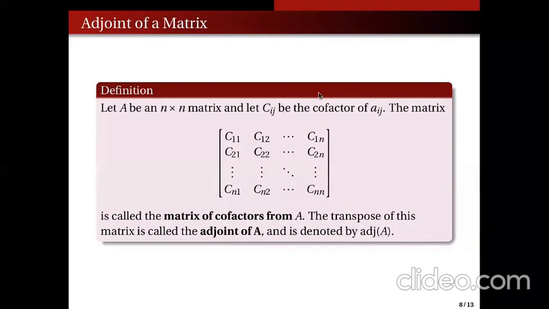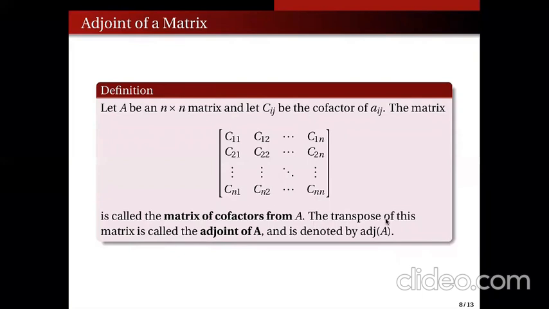Now, recall we defined what we call the cofactor of the matrix A. The cofactor of the entry Aij is denoted by Cij. What we're going to do is put those numbers, the Cij's, into a matrix. We have C11, C12, up to C1n, until we have Cn1, Cn2, up to Cnn. We call this matrix the matrix of cofactors of A.